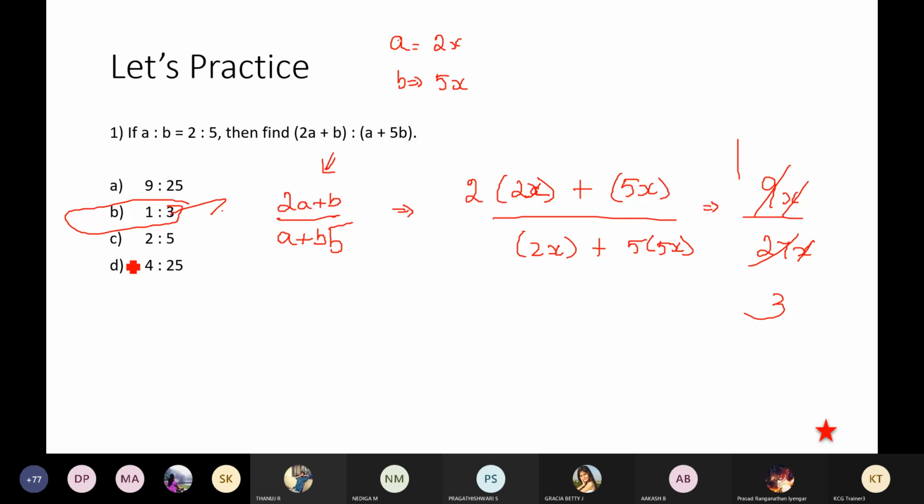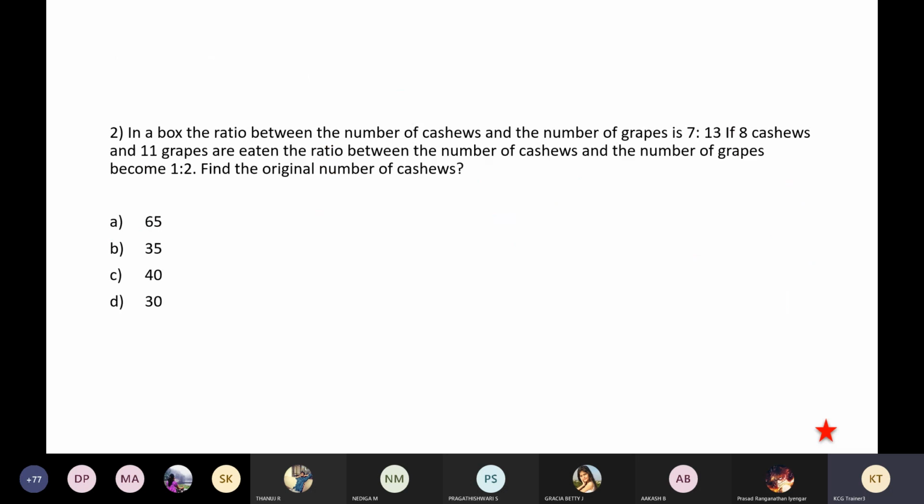Excellent. Super. Then moving on to our next question. Here's our next question, guys. See, we have already solved a question in the same format. You guys can easily do it. Come on, fast, tell me. What is the answer that you guys get here?